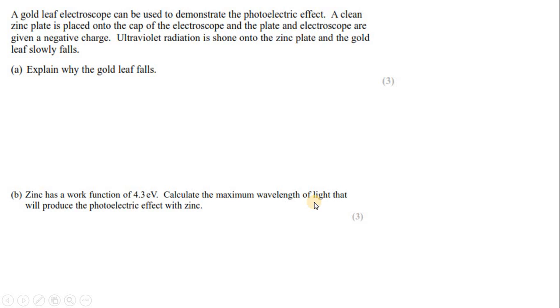So a gold leaf electroscope can be used to demonstrate the photoelectric effect. A clean zinc plate is placed onto the cap of the electroscope, and the plate and electroscope are given a negative charge. Ultraviolet radiation is shone onto the zinc plate, and the gold leaf slowly falls. Explain why the gold leaf falls.